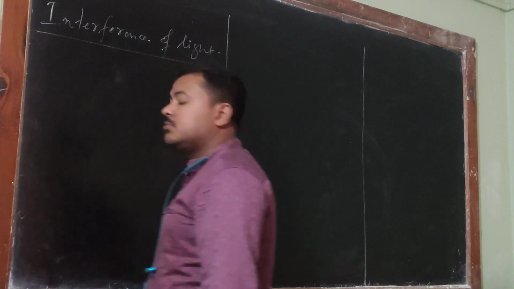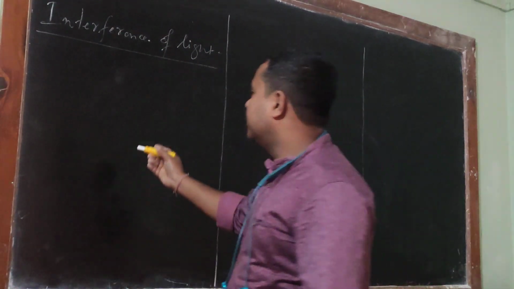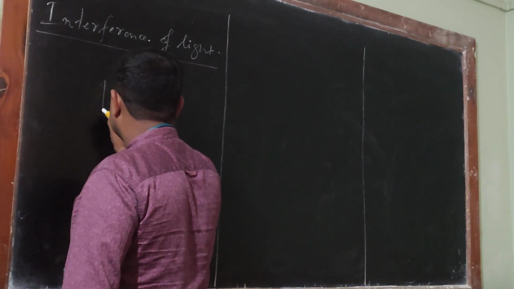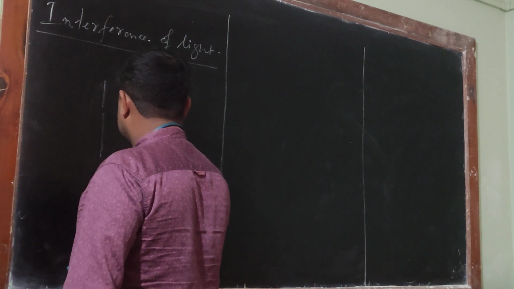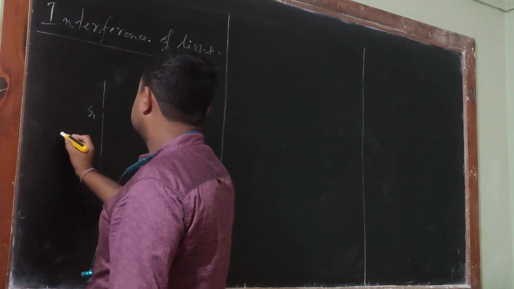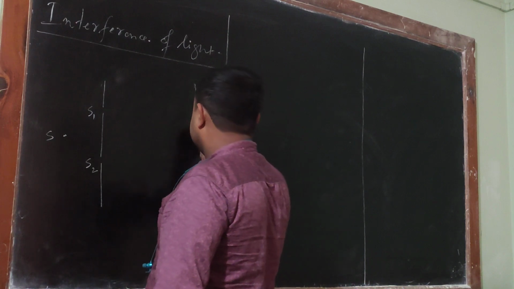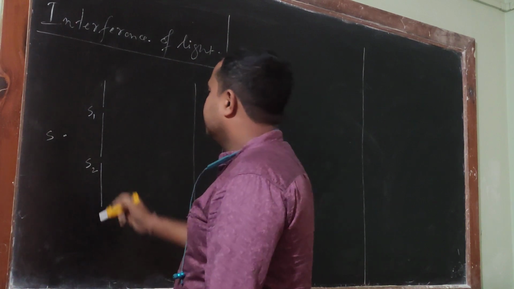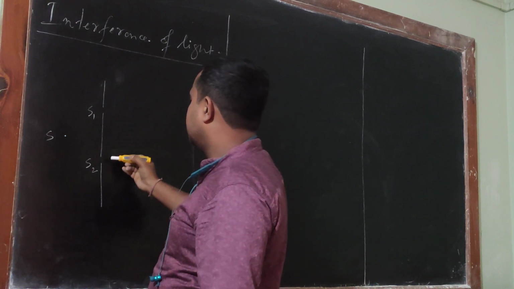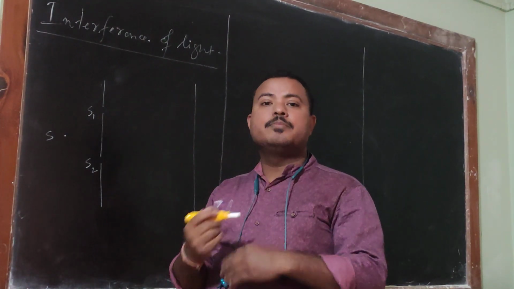So last class I have discussed about coherent sources. Okay, for interference of light, coherent sources are required. Now suppose these are two coherent sources, S1 and S2, as they are derived from the same source S. And suppose this is screen. Now what happened when light travels from the source S1 and S2? They superimpose. In this region, they superimpose.